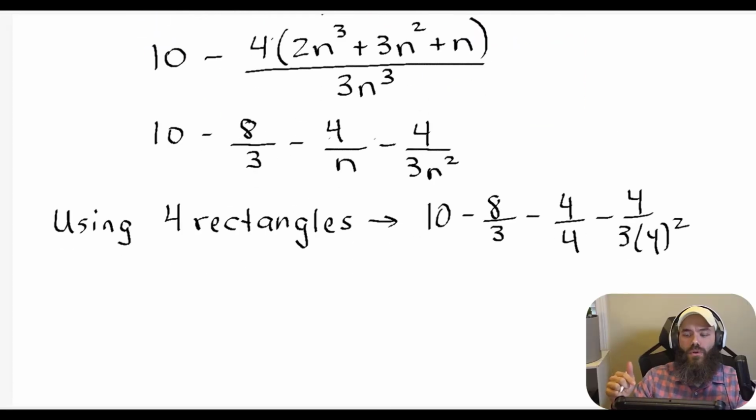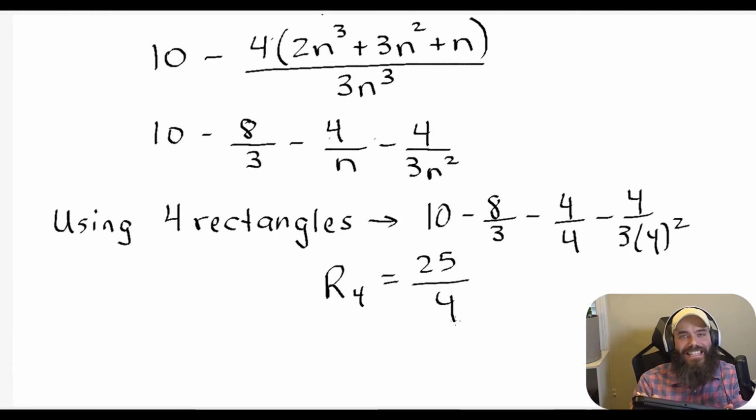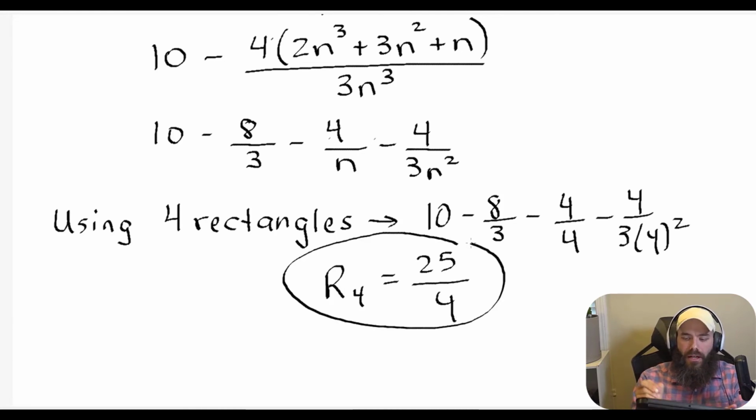So if you use 4 rectangles, plug 4 in for n, and you should get the right endpoint approximation using 4 rectangles to be what? I hope you got 25 over 4. All right, now if you wanted to use 6 right endpoint rectangles, take n and plug 6 in for it.